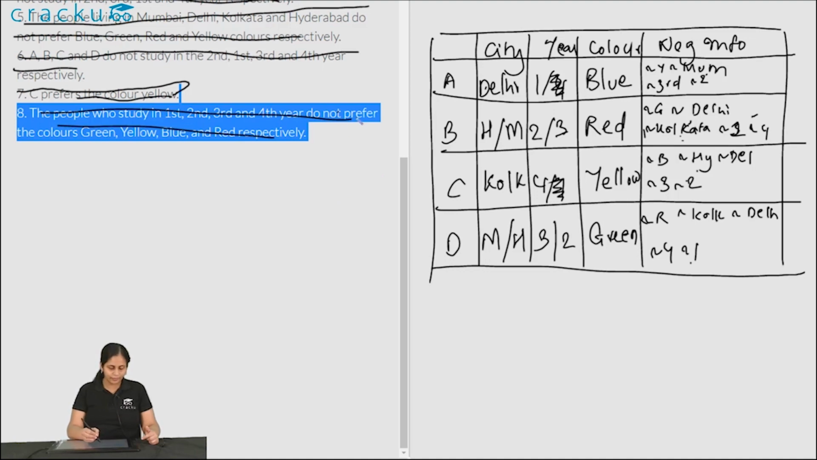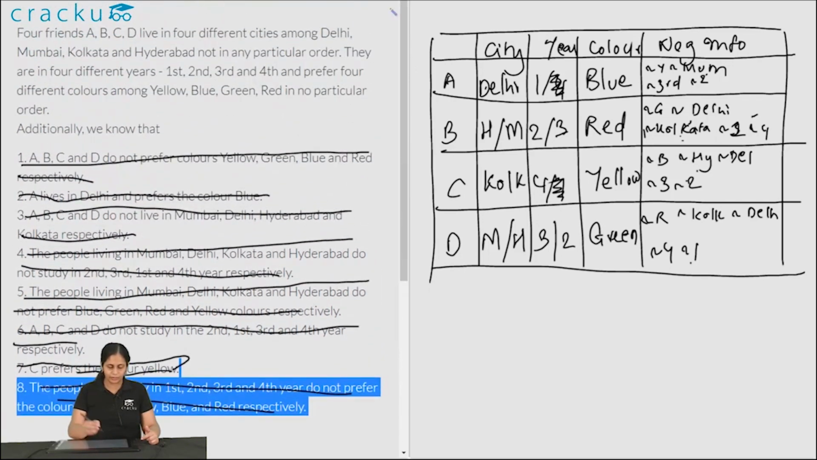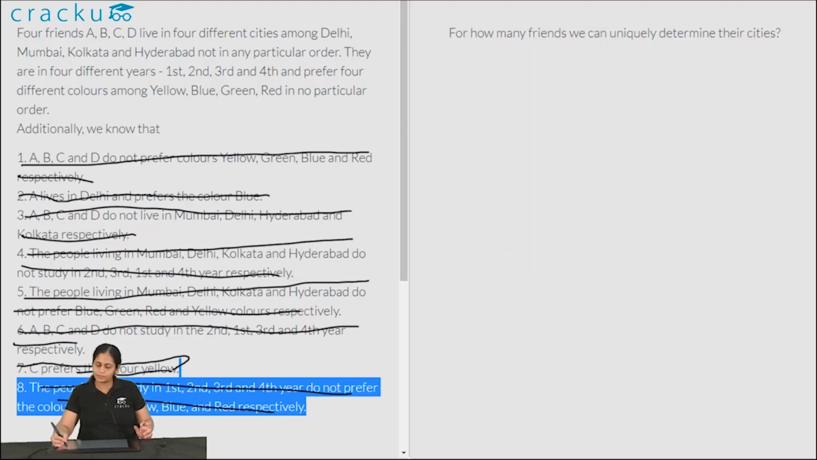I think I'm done from this point onwards. So I have used up all the clues. So this is the max table that I can get. Now let me try to answer the questions based on this information. Okay, so let me go to the first question.